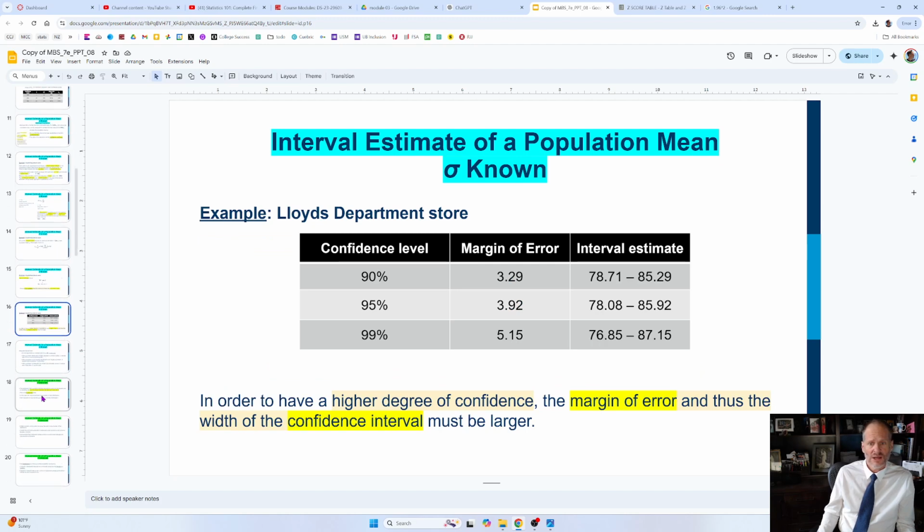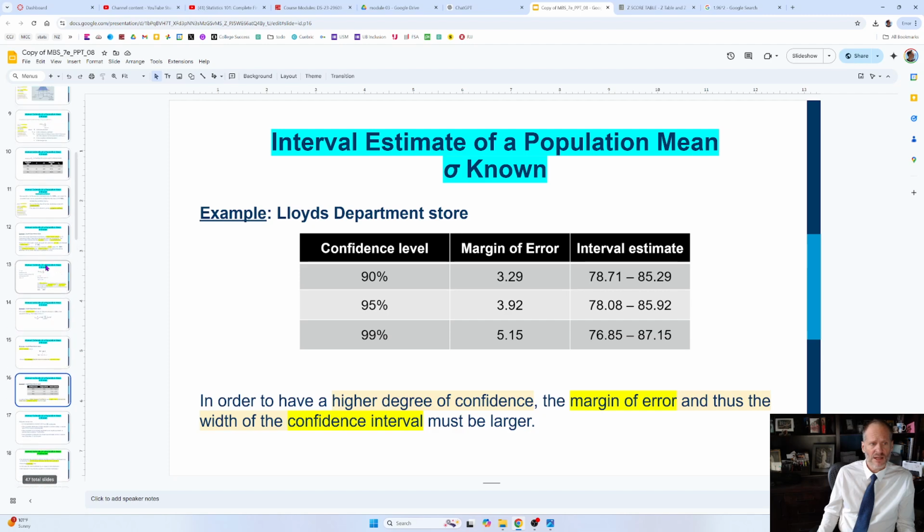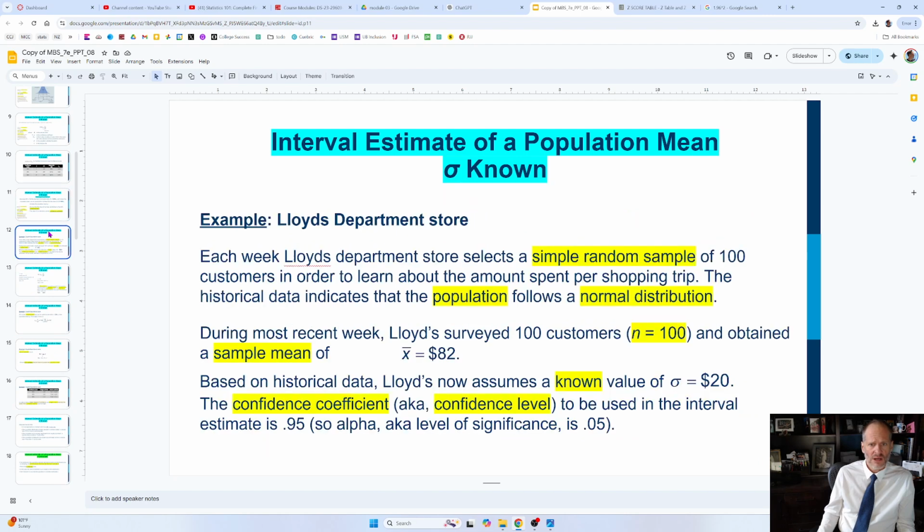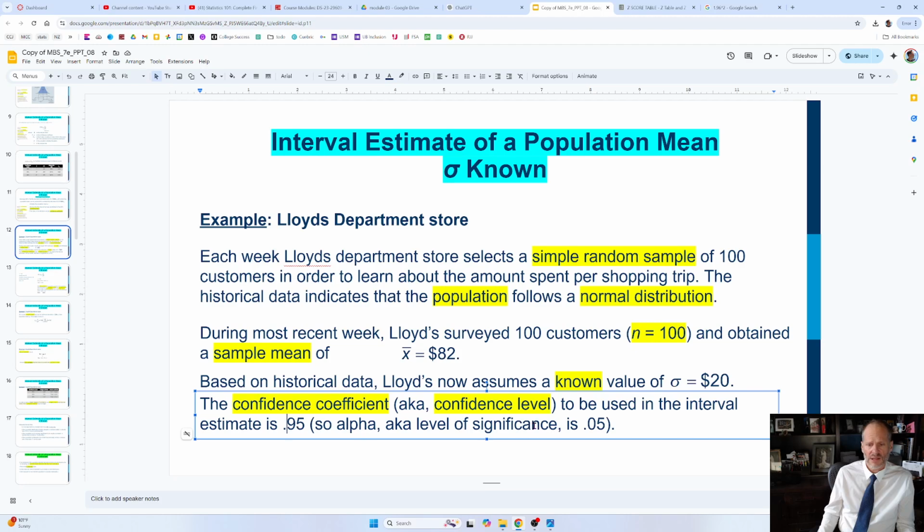So here we looked at the 95% confidence level on that one, right? Because we were looking at where's our sample? We wanted 95% confidence, right? So that's our confidence coefficient, our confidence level, and our alpha, or our level of significance, is 0.05. And I'll highlight those just so that they pop.